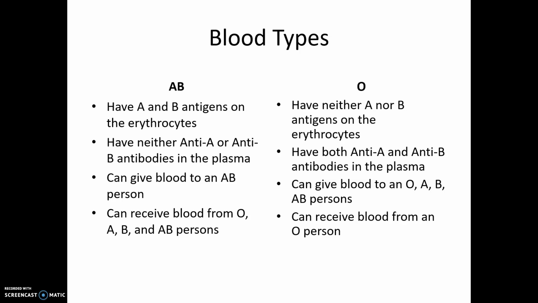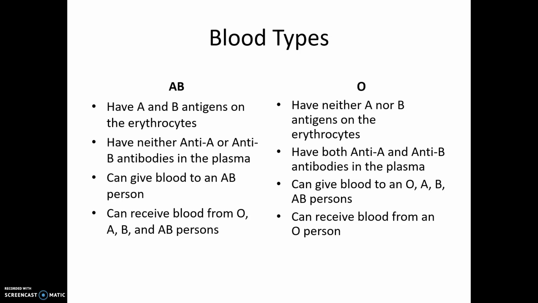When we talk about O, they don't have any antigens on their erythrocytes. With O people, it's exactly the opposite. They're going to have anti-A and anti-B antibodies in the plasma. For their blood, it does not matter, because they don't have any antigen on the outside of their red blood cells for anti-A or anti-B antibodies to attach to and basically attack.